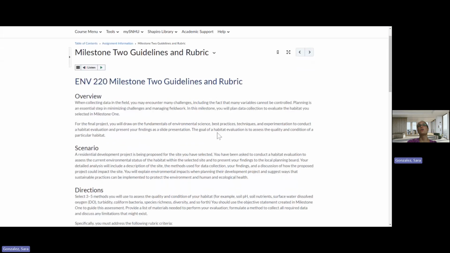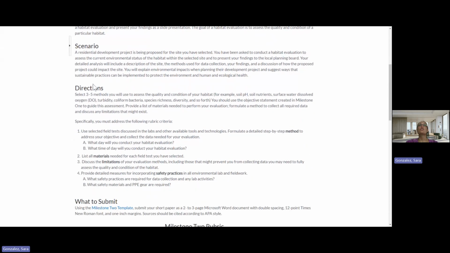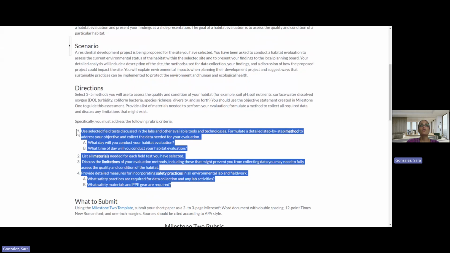I'm going to close this screen and share what's due for Milestone 2, the Milestone 2 guidelines. That's your other assignment that's due. You did Milestone 1 last week, looking at the habitat that you're going to be researching. Now you're going to be building your information, specifically looking at methods for assessing the quality and condition of your habitat. Here are the parameters to address, called out right here for you.